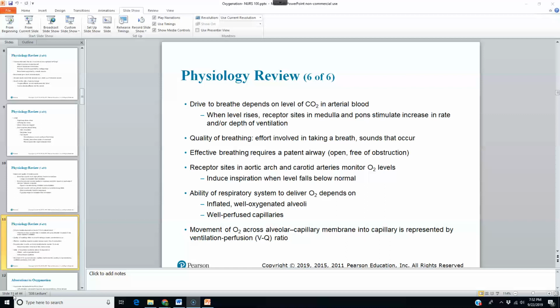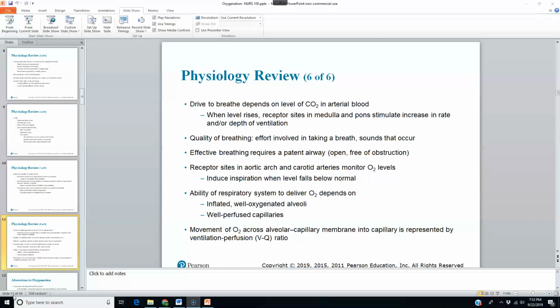So that's why these normal functions are so important to understand, so that when we learn about some of the exemplars that explain the alteration in oxygen, you'll understand why, because now you'll remember that the drive to breathe depends on that level of CO2, and I've got receptor sites in the aortic arch and the carotid arteries that monitor O2 levels, and when that O2 gets low, that induces inspiration.